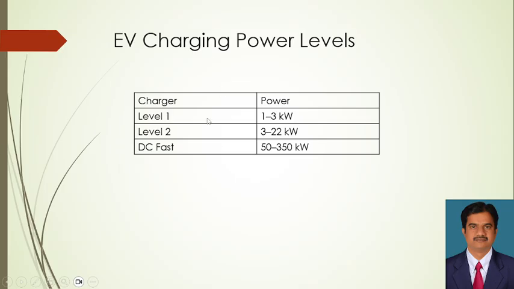So, as I said, EV chargers are mainly classified into level 1, level 2 and DC fast charging depending upon the power level. That power level is shown here. For level 1, the power level is 1 to 3 kilowatt. For level 2, the power level is 3 to 22 kilowatt, and for DC fast charging the level is 50 to 350 kilowatt. Based upon the power level, we classify the chargers into level 1, level 2 and DC fast charger.